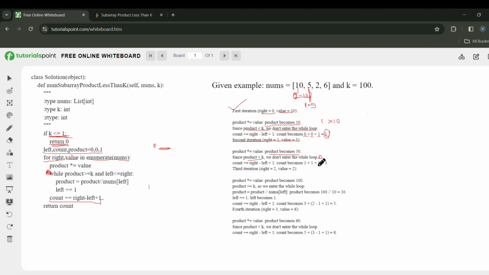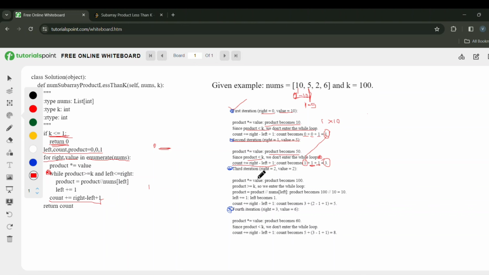In the second iteration, right is 1 because of the index, and value is now 5. So the product is product into value, which will now be 10 into 5, that is 50, which is less than k. So we will not enter the while loop, and the count value will now become 1 plus 1 plus 1, that is 3, as right is 1, left is 0, and the count value initially was 1, and 1 we are adding, so 3.